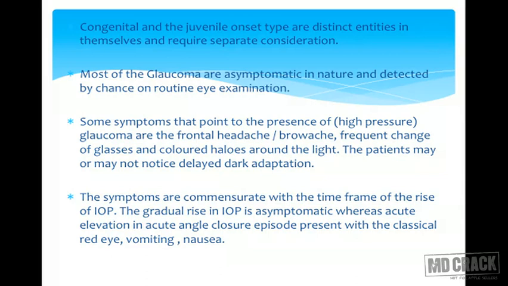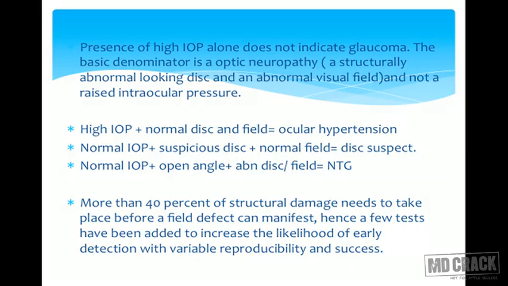The symptoms are commensurate with the time of rise of intraocular pressure. The gradual rise in the intraocular pressure is asymptomatic, whereas an acute elevation leads to stretching of the ocular nerves, and these can present with acute onset redness, sudden onset diminution of vision, vomiting, and nausea. Presence of high intraocular pressure alone does not indicate glaucoma. The basic denominator is an optic neuropathy. This is one fact that everybody should remember: a structurally abnormal looking disc and an abnormal visual field to go along with it.